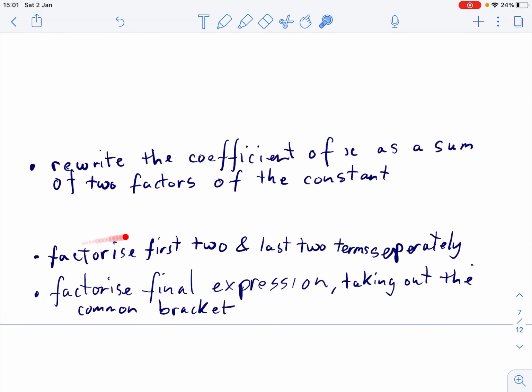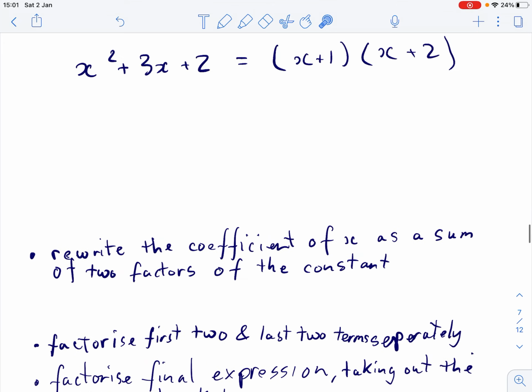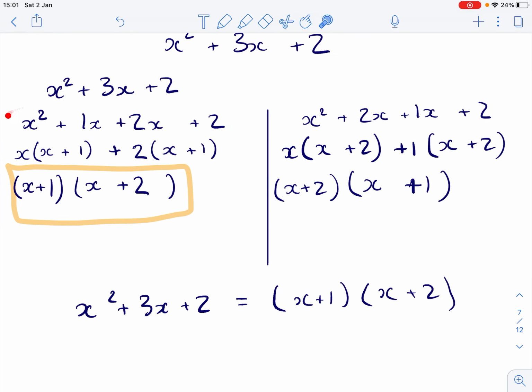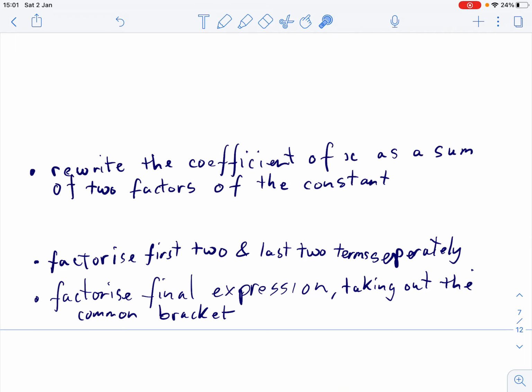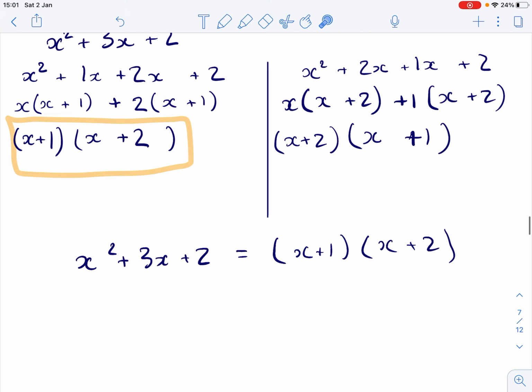Then we factorise the first 2 and the last 2 terms separately. So I factorise these 2 together, and I factorise these 2 together. And then my final step is to factorise the final expression, taking out the common bracket. So here our common bracket was x plus 1, so I took that out, and then I said, what am I multiplying this by? x and plus 2, and that built my second bracket.